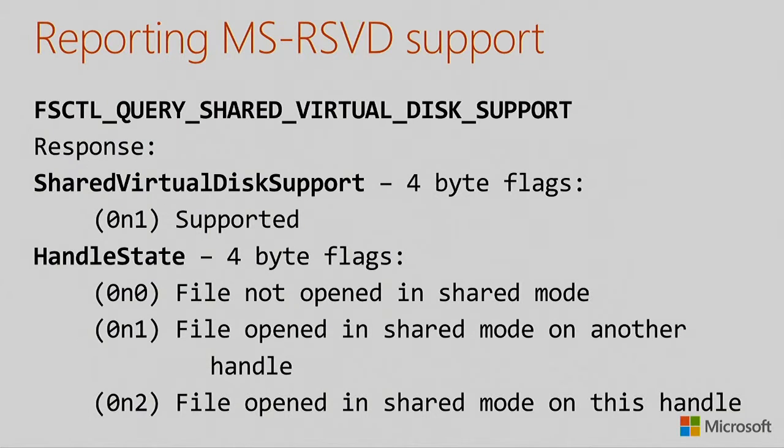All right. First thing I'm going to talk about is how you report that you support the protocol. This isn't tied to an SMB dialect. It isn't tied to versioning, like a server operating system versioning story. There's a new file system control where the client asks what kind of remote shared virtual disk you support. There are two 4-byte flags that are part of it. The first one says whether you support it or not. Right now, you enable the flag, it says supported, yes. The second one is a handle state, and this allows administrative clients to have a better experience when dealing with it.